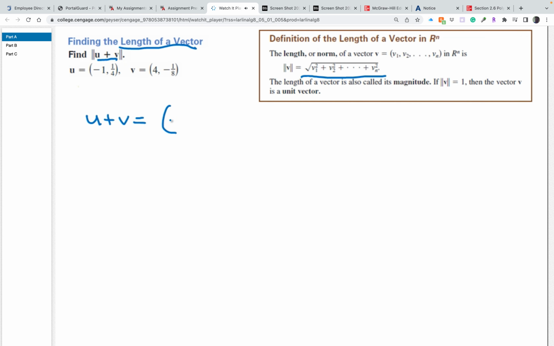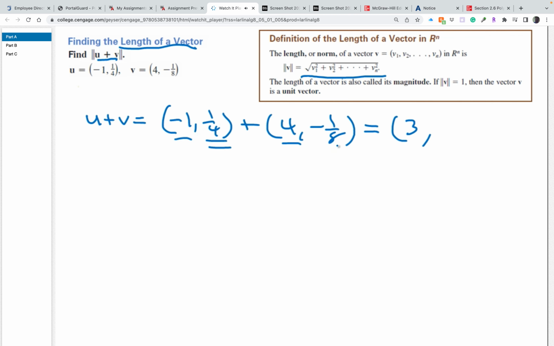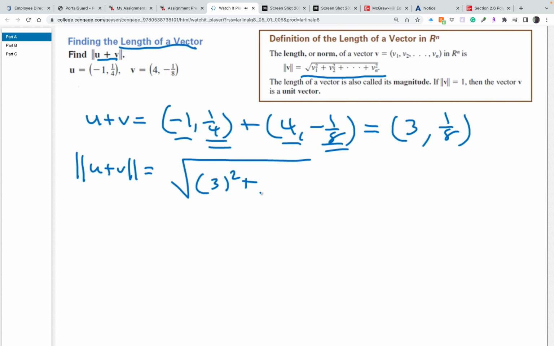So we're going to add the vector u with components -1 and 1/4 to the vector v with components 4 and -1/8. And when we add these together, we'll add component to component. -1 plus 4 is going to be 3, and 1/4 plus -1/8, that will be 1/8. And so we're going to find the length of u plus v. So we'll take the square root of the square of 3, so we have 3 squared, plus the square of 1/8.